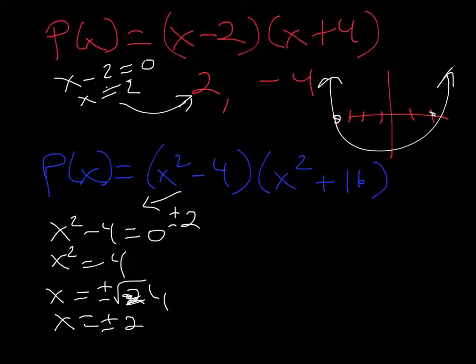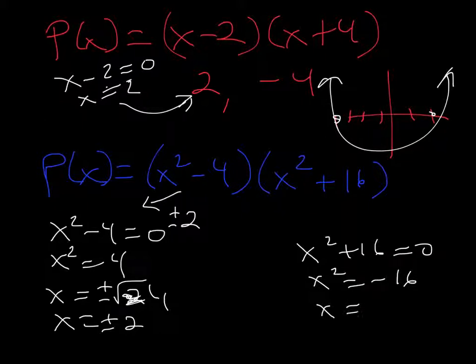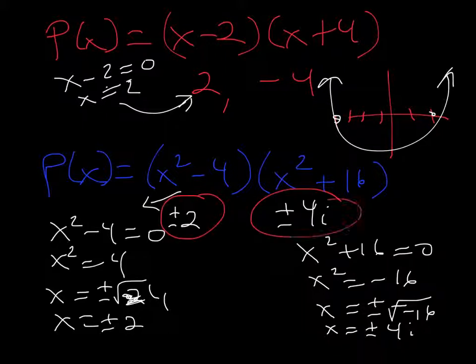So let's do the same over here. We're going to have x squared plus 16 equal to 0, x squared equals negative 16, x equals positive and negative square root of negative 16. So x equals positive and negative 4i. Remember, when you have a negative under the square root, you have to have that imaginary number. So my other two zeros are going to be positive and negative 4i. So I have 4 zeros for this guy, which doesn't surprise me. We'll talk about this later, but this is a second degree, and this is a second degree. You add them up.